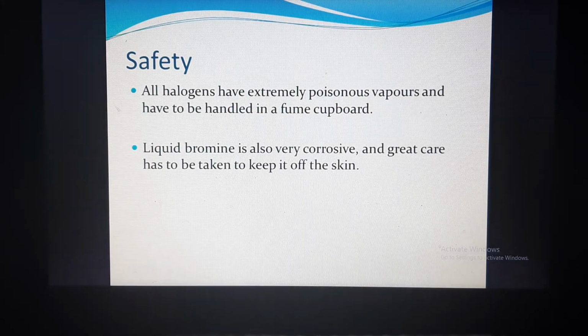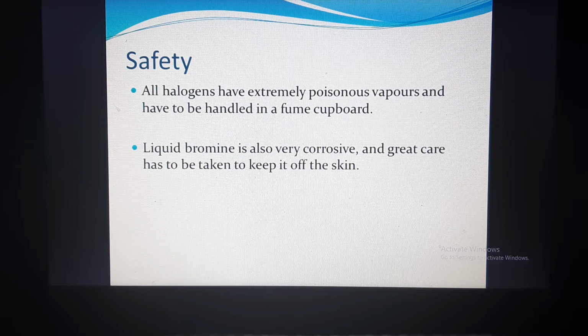Next we have to discuss the safety. All halogens are extremely poisonous vapors and have to be handled in a fume cupboard. That means these halogens are mainly gases, and they are poisonous gases. It produces poisonous vapors, so great care should be taken to handle the halogens. They are stored in a fume cupboard, which is a closed cupboard, so the fumes are not coming outside.